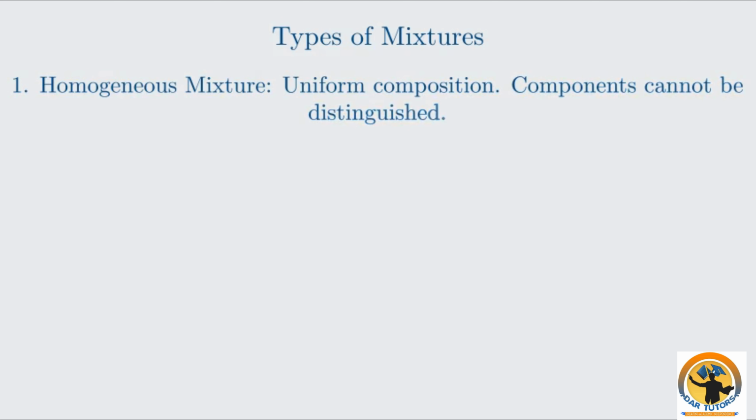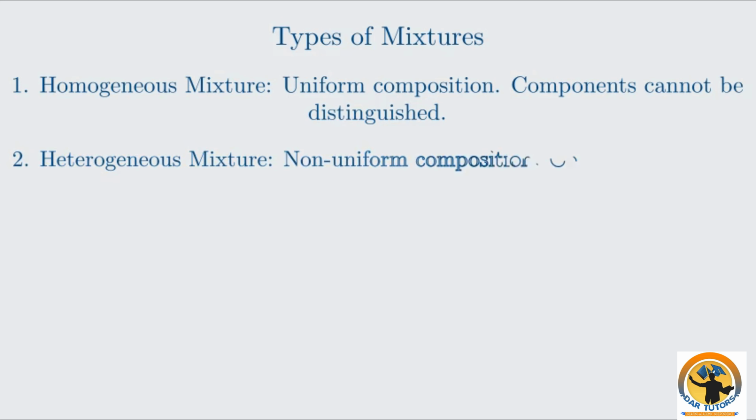a uniform solution. A heterogeneous mixture does not have a uniform composition. You can see the distinct components or phases. Sand mixed with water is a classic example. You can see the grains of sand separate from the water. Blood is also a heterogeneous mixture, composed of a liquid plasma and various blood cells suspended within it.